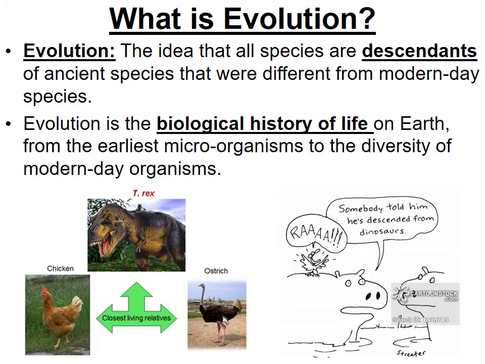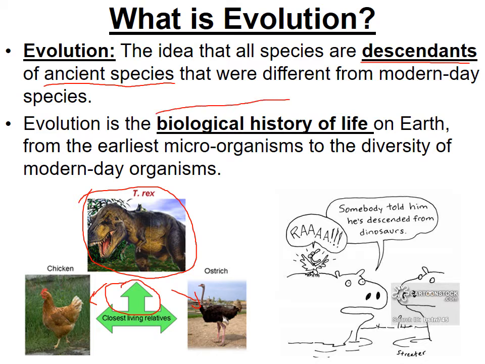So evolution, again, the main idea of it is that all species that exist today are descendants from ancient species. So we're all related in some way to ancient species. If you take a look here we have a dinosaur. And today, based on DNA evidence and a whole bunch of other evidence, we know that organisms like this chicken or ostrich are actually closely related to the dinosaur. We're going to take a look at what evidence we used to determine this.